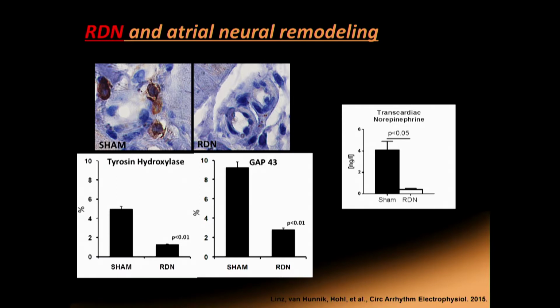So here you can see an immunohistochemical staining of the left atrium in sham denervated or renal denervation animals. This is a staining for tyrosine hydroxylase, so sympathetic fibers in the atrium. And you can see that after renal denervation, those sympathetic fibers really went down, and this was also associated with a clear reduction of GAP43. This is the parameter for nerve sprouting. So less nerve sprouting after renal denervation led to a lower number of sympathetic fibers, and we also observed a reduction of transcardiac norepinephrine concentrations, so a lowering of spillover of norepinephrine by the heart finally.